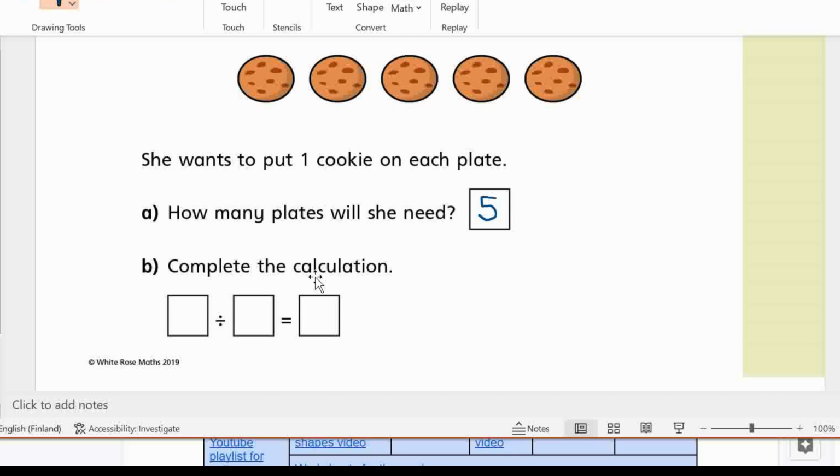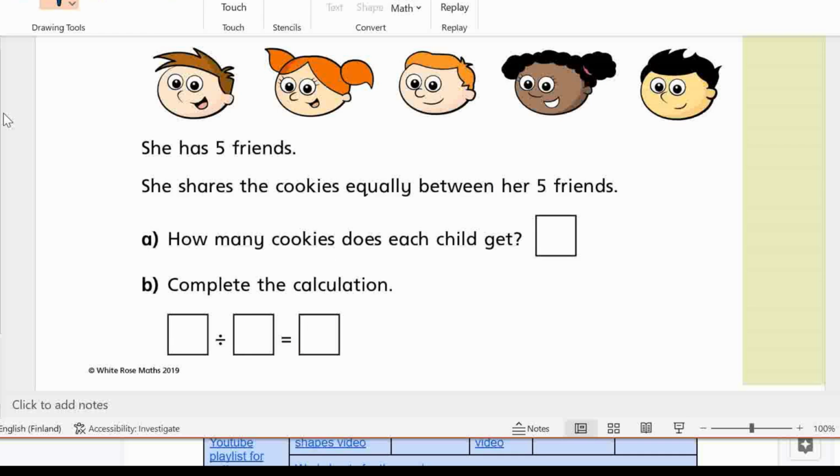Complete the calculation. So, basically, she has 5 cookies, right? So we need to write in 5 here. And she wants to put 1 on each plate, which equals, so what will that give us? 5. So that tells us the answer. Good, yeah.